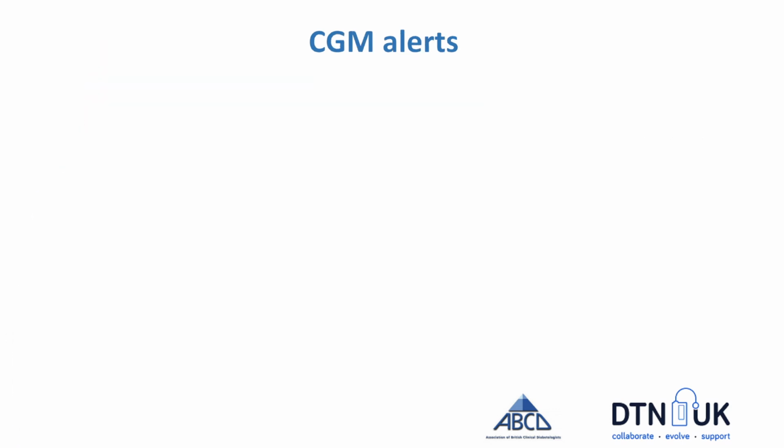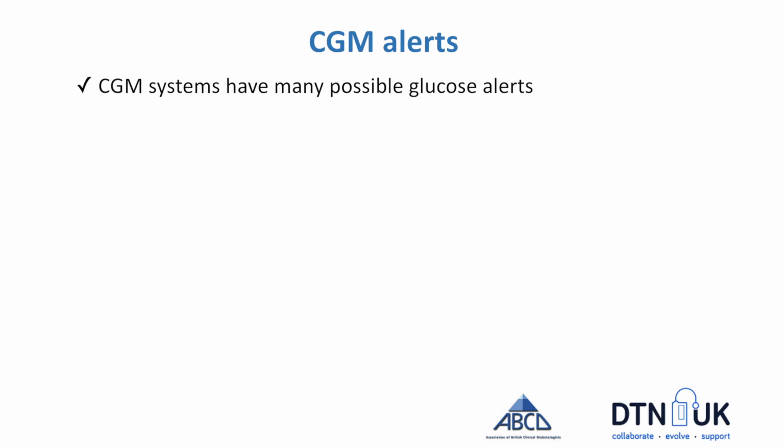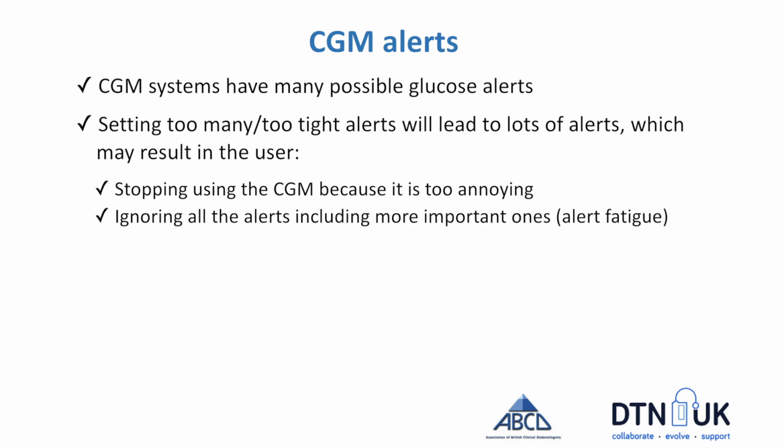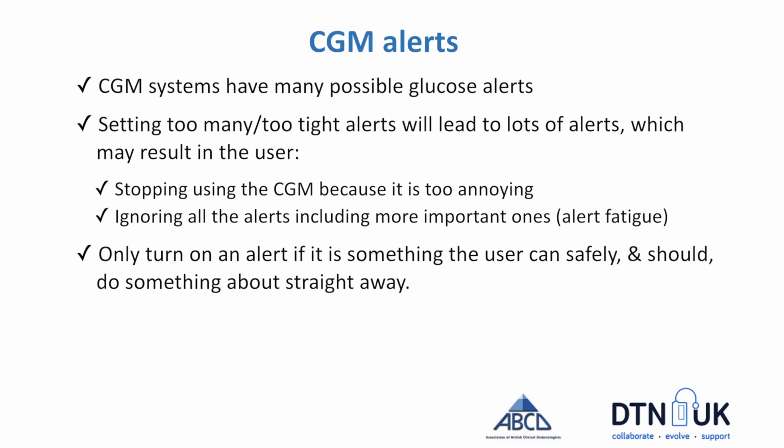So real-time CGM systems have many possible glucose alerts, but setting too many alerts or setting the thresholds too tight will lead to lots of alerts. And this may result in the person either stopping using the real-time CGM altogether because it's too annoying, or ignoring all the alerts, including the more important ones, which is sometimes called alert fatigue. So the general principle is only turn on an alert if it is something that you can do something about safely and you should do something about straight away.